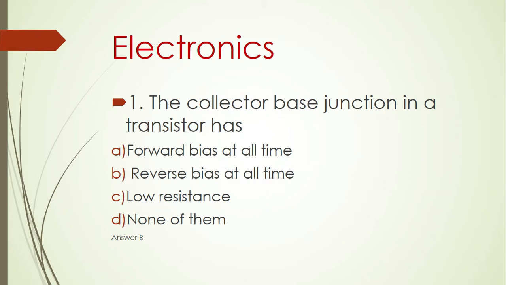The collector base junction in a transistor has option A, forward bias at all time, B, reverse bias at all time, C, low resistance, and D, none of them. Option B, reverse bias at all time, is the correct answer. Now let's move to another MCQ.